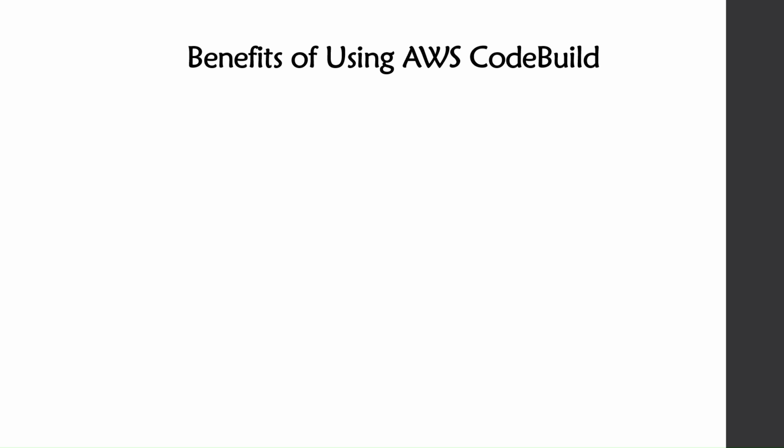So the next topic is the benefits of using AWS CodeBuild. Let's see them one by one. We have no need to provision or manage servers with AWS CodeBuild. There is no need to worry about provisioning, configuring, or monitoring build servers. AWS manages the infrastructure for you, automatically scaling resources as needed. This eliminates the overhead of managing hardware or virtual machines, allowing developers to focus on coding and improving the application rather than handling server maintenance.